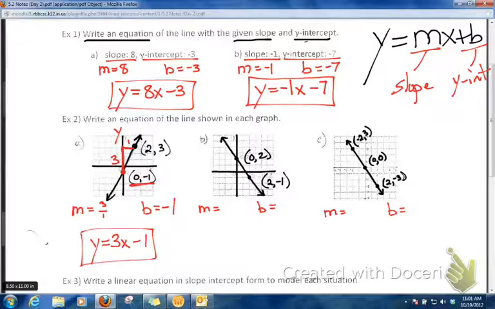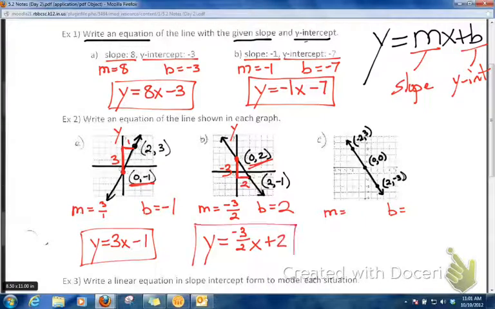Problem 2, again, you look, I see that the graph started right there. My y-intercept was 2, and again, for my slope, I'm just going to count. In this case, I went down 1, 2, 3, so that's a -3, and right 2, so my slope is -3 over 2, making my equation y equals -3/2 x plus 2.